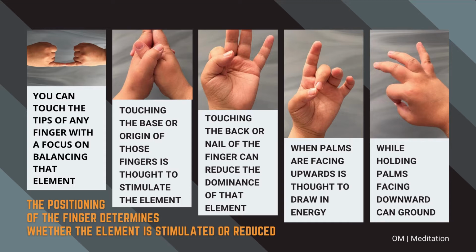By holding a mudra in a position where the palms are facing upwards, is thought to draw in energy, while holding positions with the palms facing downward can ground. You can also keep the creative cycle in mind when selecting a mudra. For example, mudras involving ether can also fuel the air element.